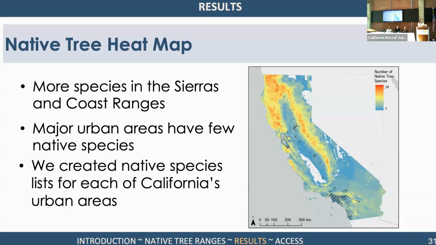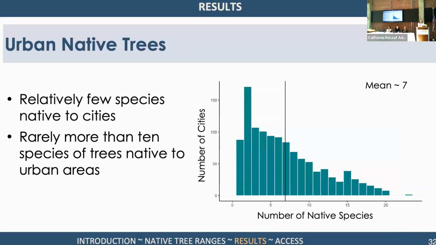And then once we've done that, taking those lists, you can count, right? How many species are native to, say, Sacramento? Well, the answer to that is 11. And so you can do that for every city in California, and we plot that here. On the x-axis here is the number of native species to a city, and on the y-axis is the number of cities for which that is true. And so on average, California cities only have 7 native species.